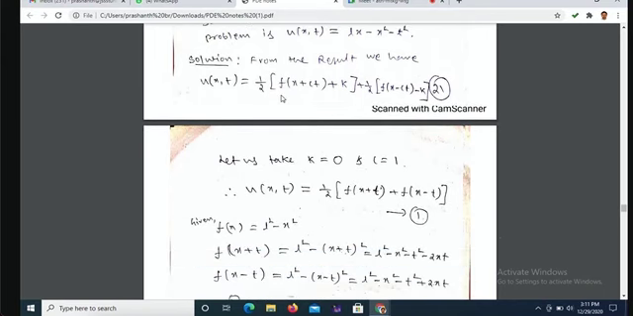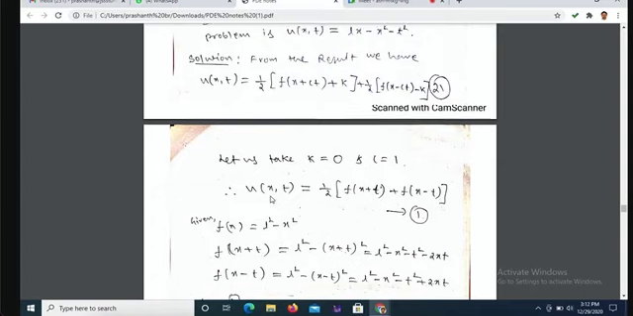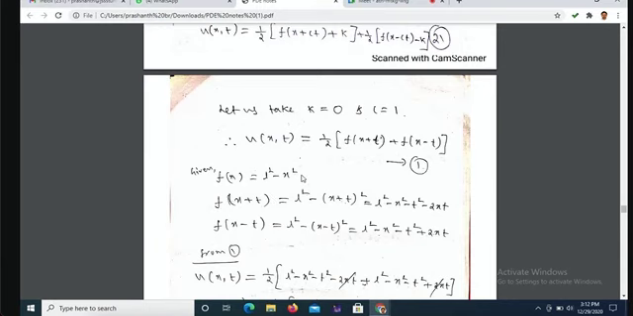So that in the place of k you put 0 and in the place of c you put 1. You get f of x plus t plus f of x minus t divided by 2 is u of x comma t. He has given f of x is L square minus x square.